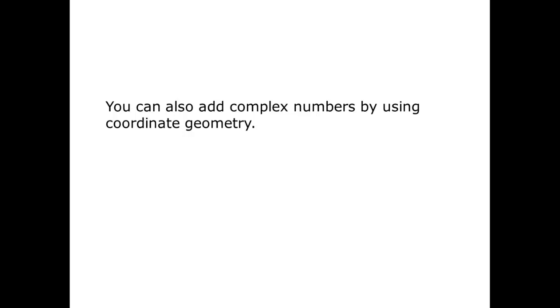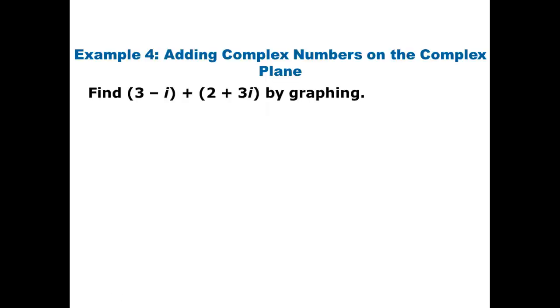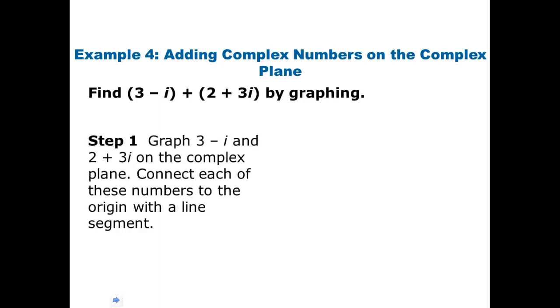We can also look at this using coordinate geometry. So we can add 3 minus i and 2 plus 3i by graphing. So the first thing that you want to do is graph those 2 points on the complex plane. So just like we started off with that complex plane, graphing those points, we're going to graph these 2 points and then connect each of these numbers to the origin with a line segment.